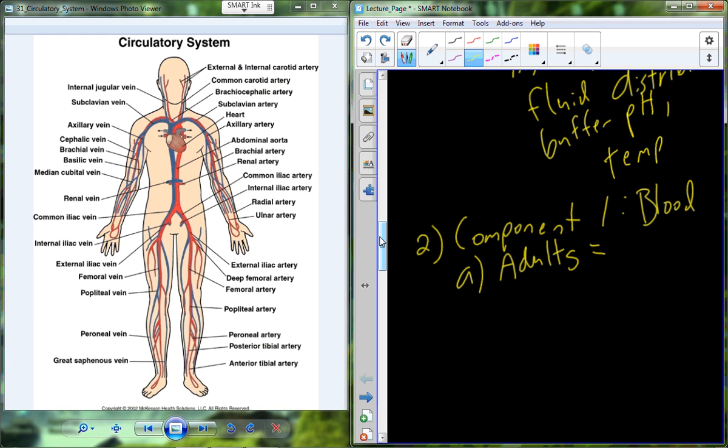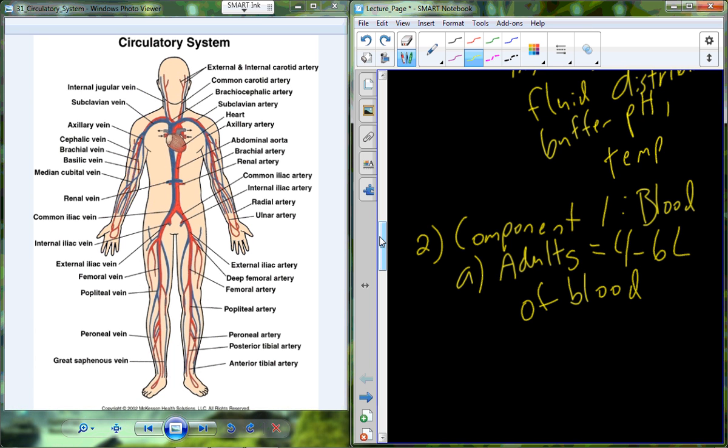how much blood we actually have? 4 to 6 liters. So you have 4 to 6 liters of blood. So really think about 3 2-liter Coke bottles. That's all you got. Which really, for the whole volume of your body, is not a whole heck of a lot of blood.